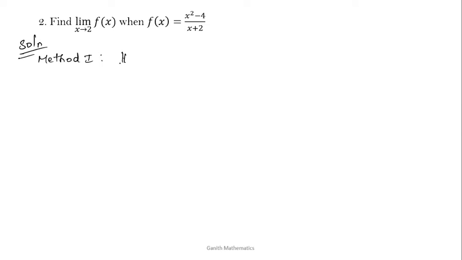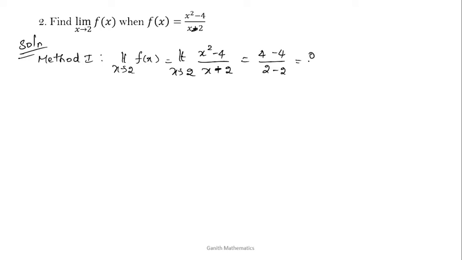So limit x tends to 2 f of x equal to limit x tends to 2 x square minus 4 by x plus 2. So when I put it in, it will be 4 minus 4 divided by, sorry, it is actually negative, 2 minus 2. So this will be 0 by 0. We cannot find 0 by 0. Okay. So 0 by 0 is an indeterminate form.